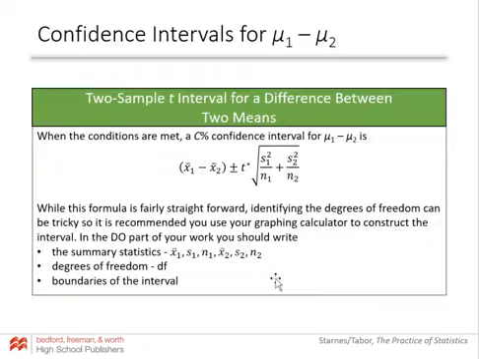Okay, so for the do part, this would be the formula. So our difference plus or minus that t star critical value like we did before times the standard error.